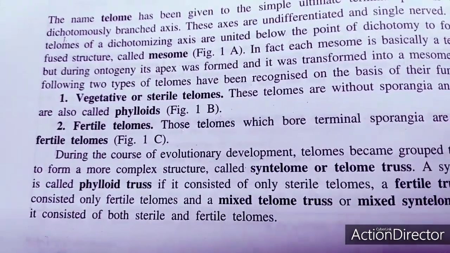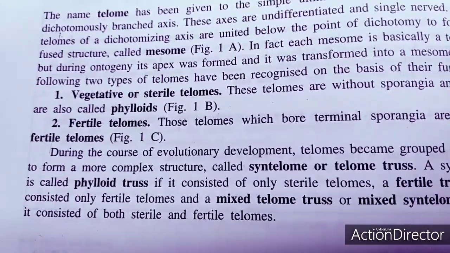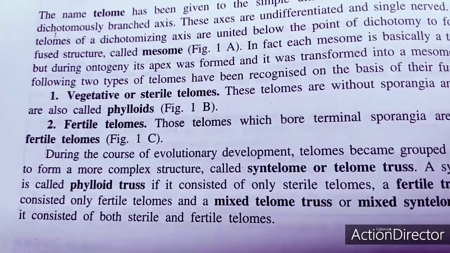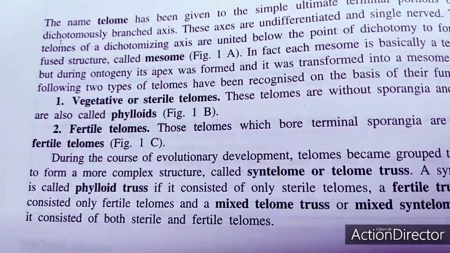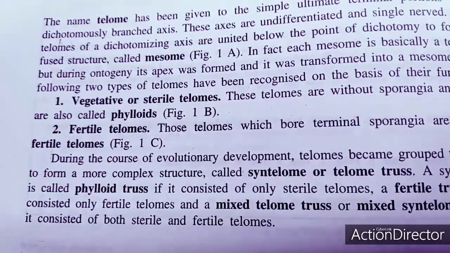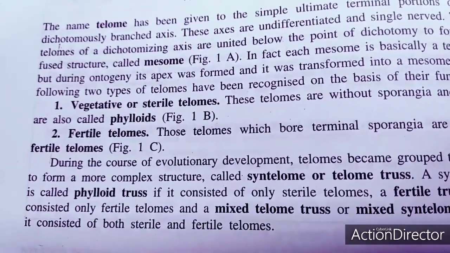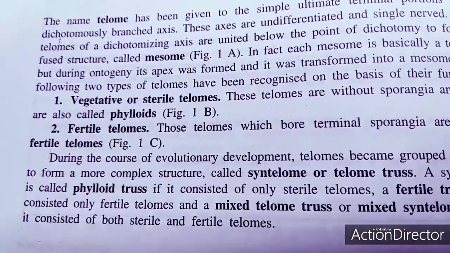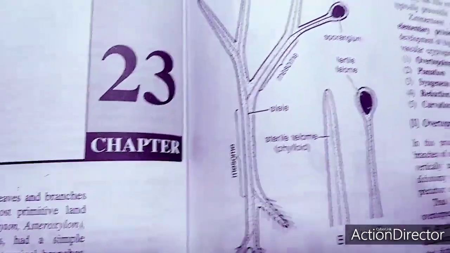During evolution, telomes became grouped together to form a more complex structure called the syntelome or the telome truss. A syntelome is a phylloid truss if it consists of a sterile truss, and a fertile truss if it consists of fertile telomes. If both are present, a mixed telome truss or mixed syntelome is recognized.